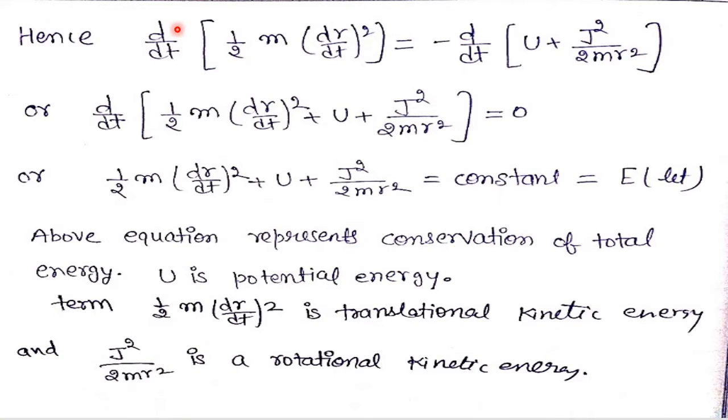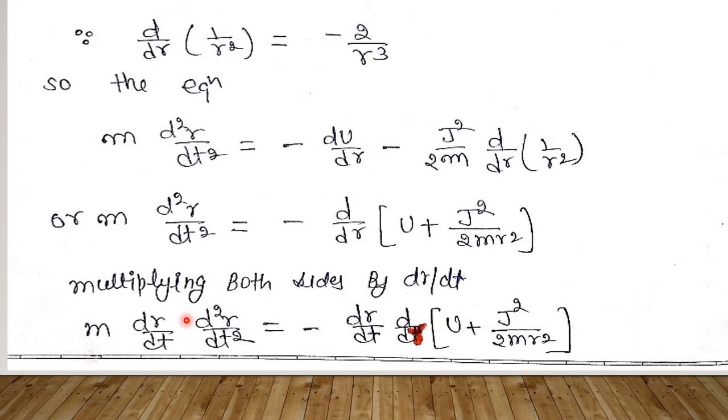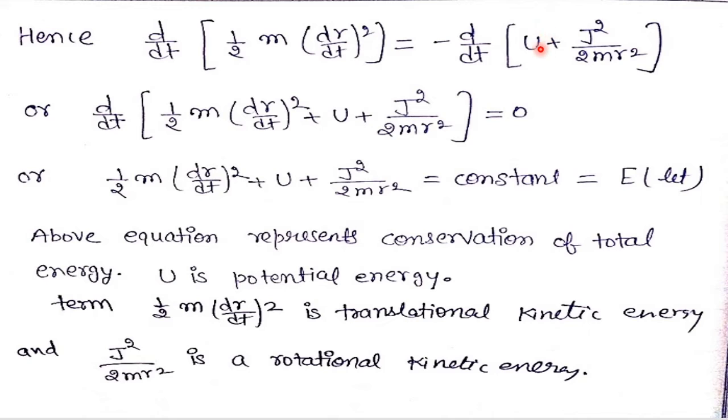How? Since m is constant, there is no differentiation of m with respect to t; only the dr/dt term is differentiable. When we differentiate it, we get 2 dr/dt, the 2 and 2 cancel, and we get dr/dt and d2r/dt2. Similarly, on the RHS we have minus d/dt of u plus J square upon 2m r square.